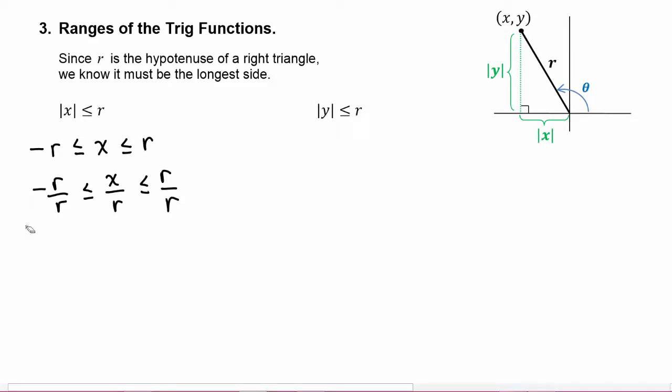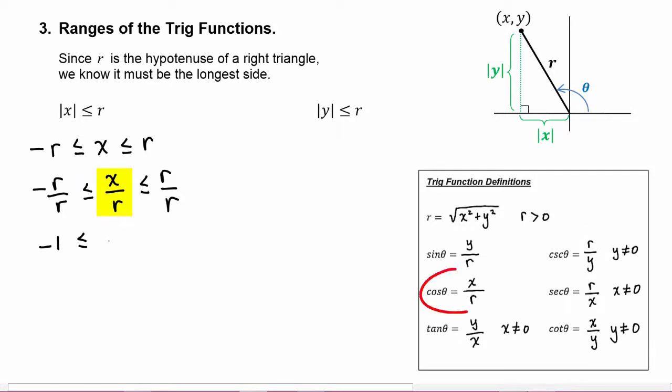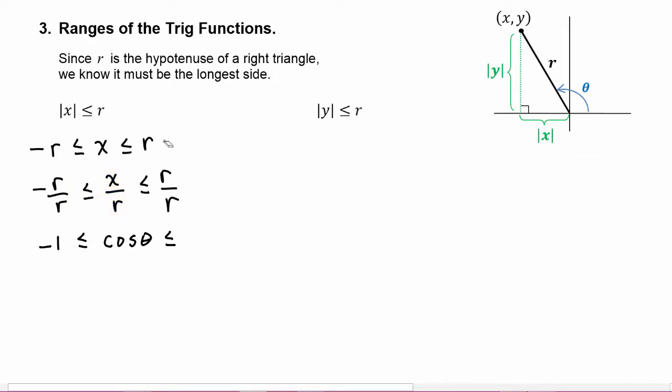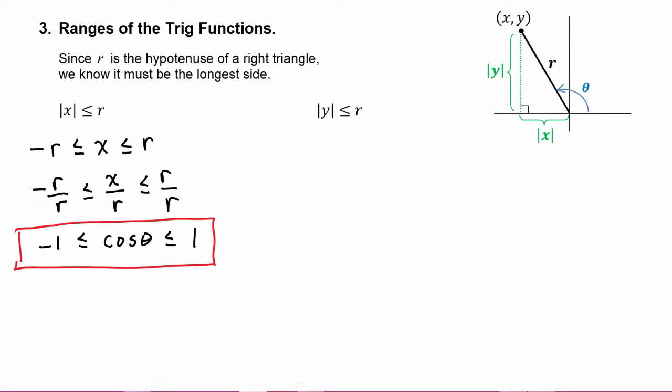Now when we simplify this, it becomes negative 1 is less than or equal to, now x over r, that is the definition of cosine theta, is less than or equal to 1. So what we just discovered is that the range of the cosine function is negative 1 to 1. So cosine will never be smaller than negative 1 or bigger than positive 1.